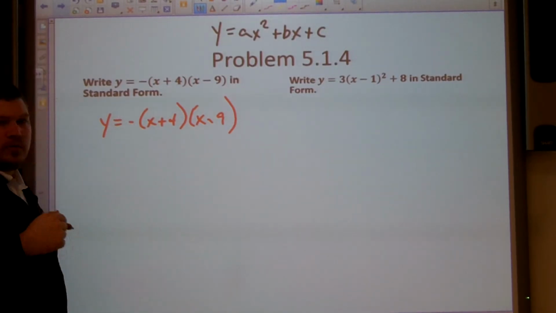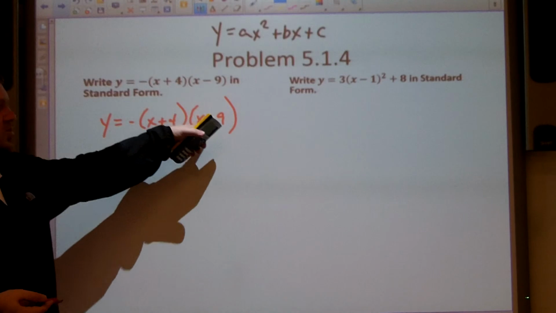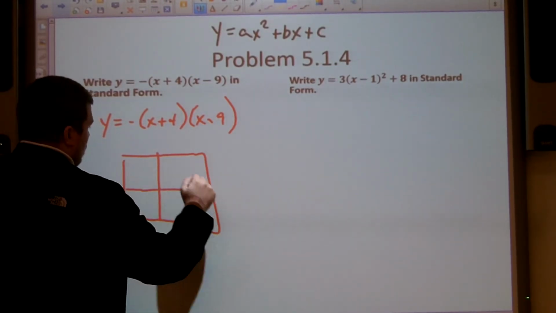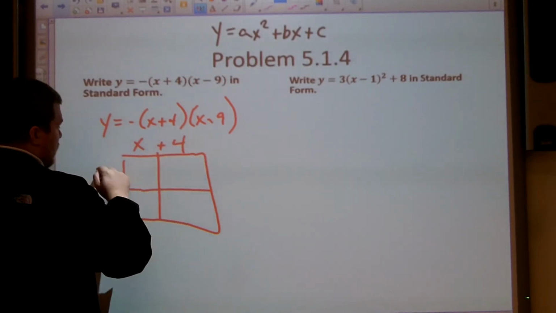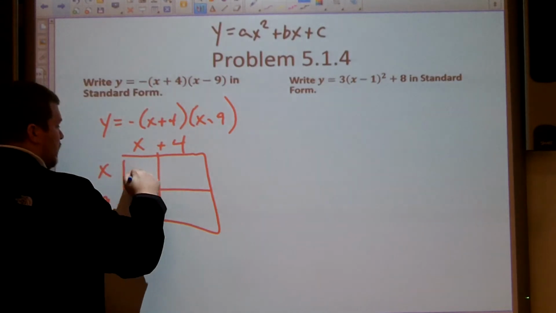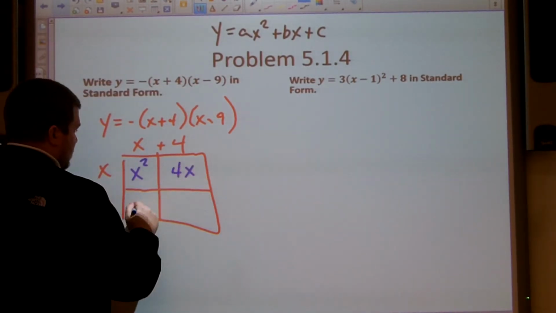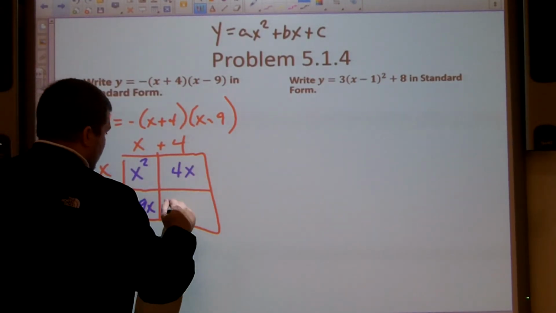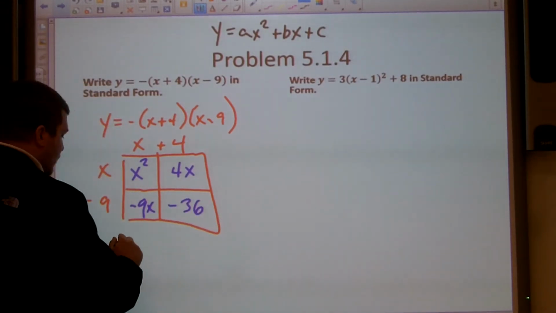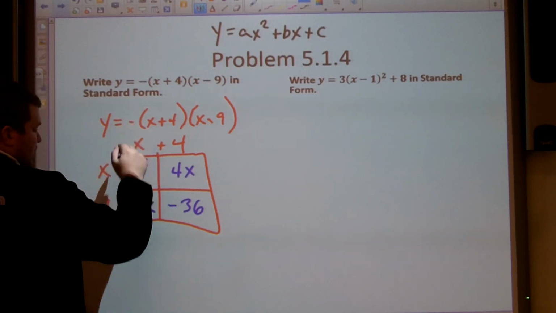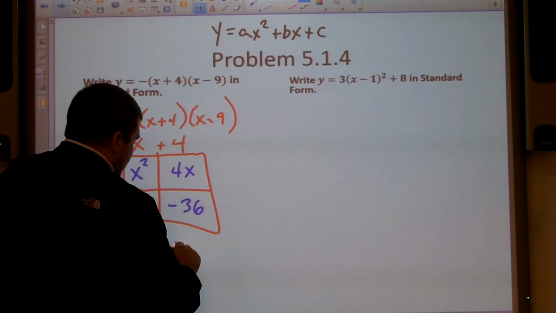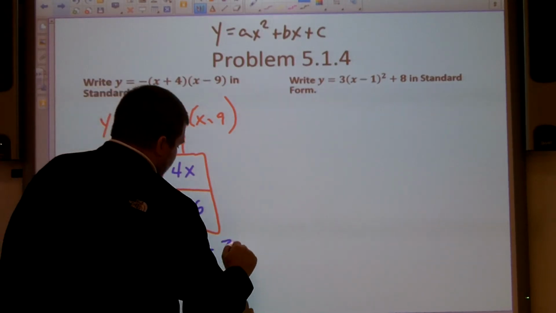This negative on the outside, we're going to take care of that last. What I'm doing is I'm just going to multiply these two binomials together first. So x plus 4, x minus 9. Okay, so I end up with x squared, 4x, negative 9x, and then negative 36. Just combine my terms, so I have negative, because I'm taking care of this negative on the outside, times x squared minus 5x minus 36.